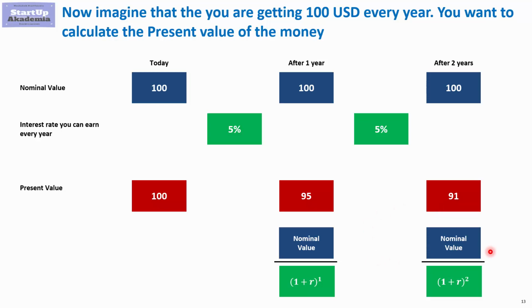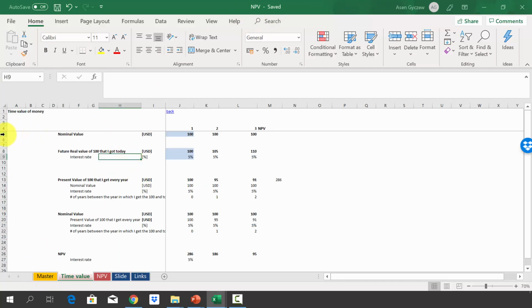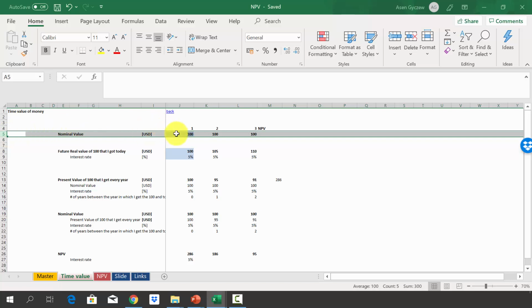We're going to use them later on in order to make more complicated decisions. Let's try now to calculate the time value of money from the example we have shown you in the previous lecture. So please open the file attached to the lecture, which is called NPV. And here in the sheet Master, you will find a table of contents. We're going to start with the first sheet, time value of money.